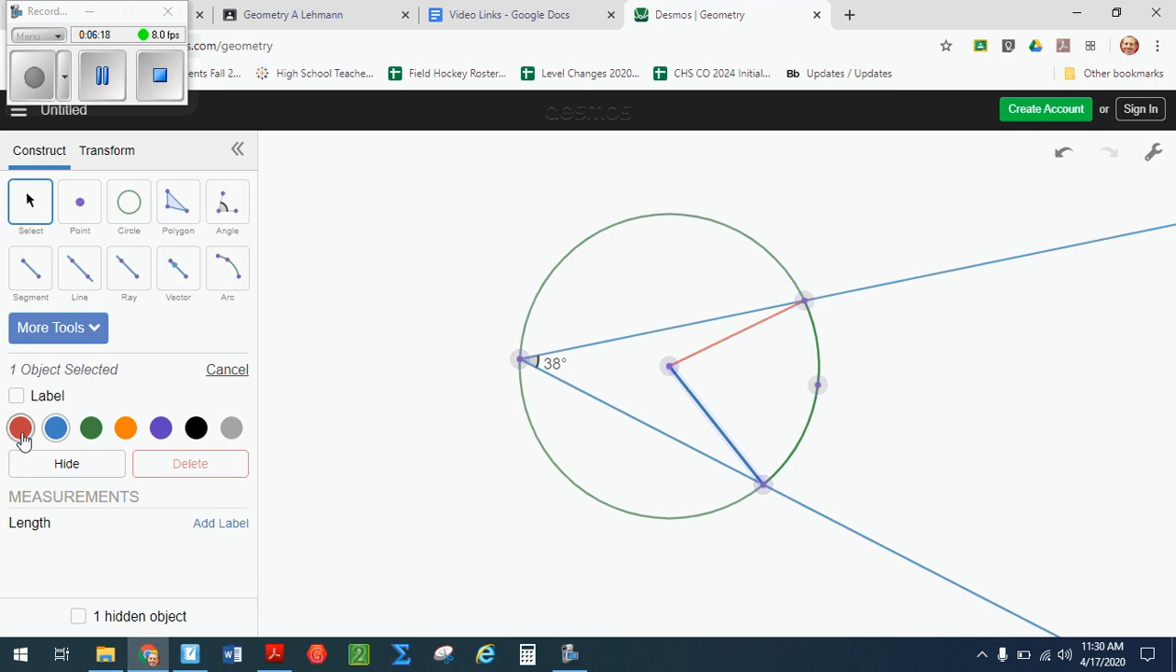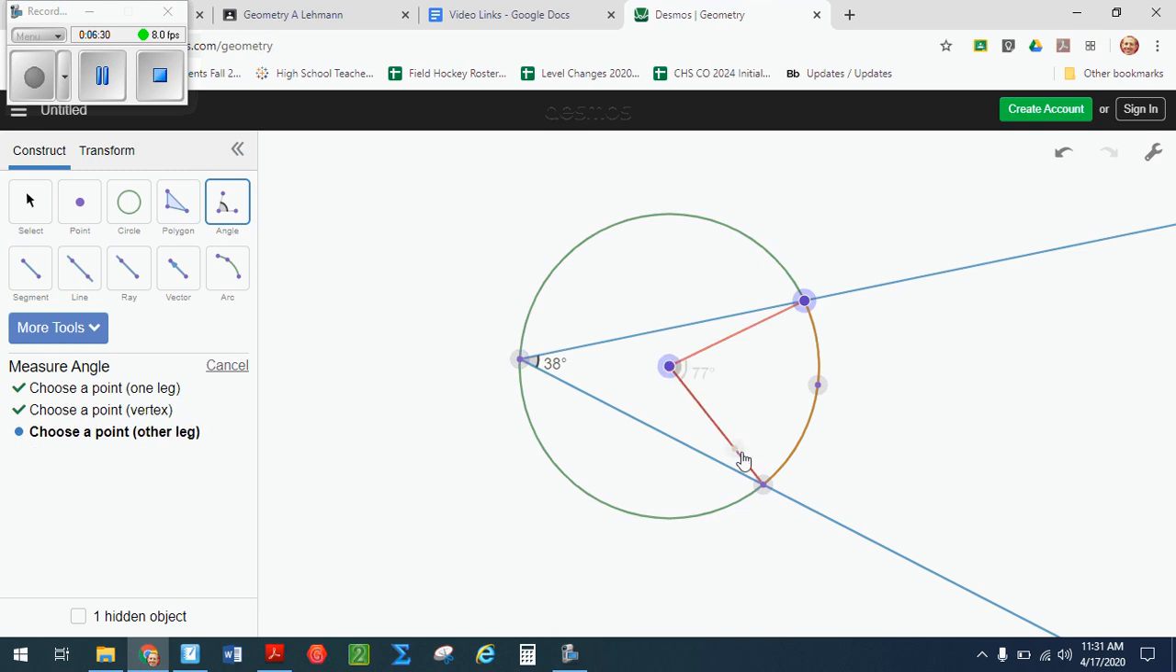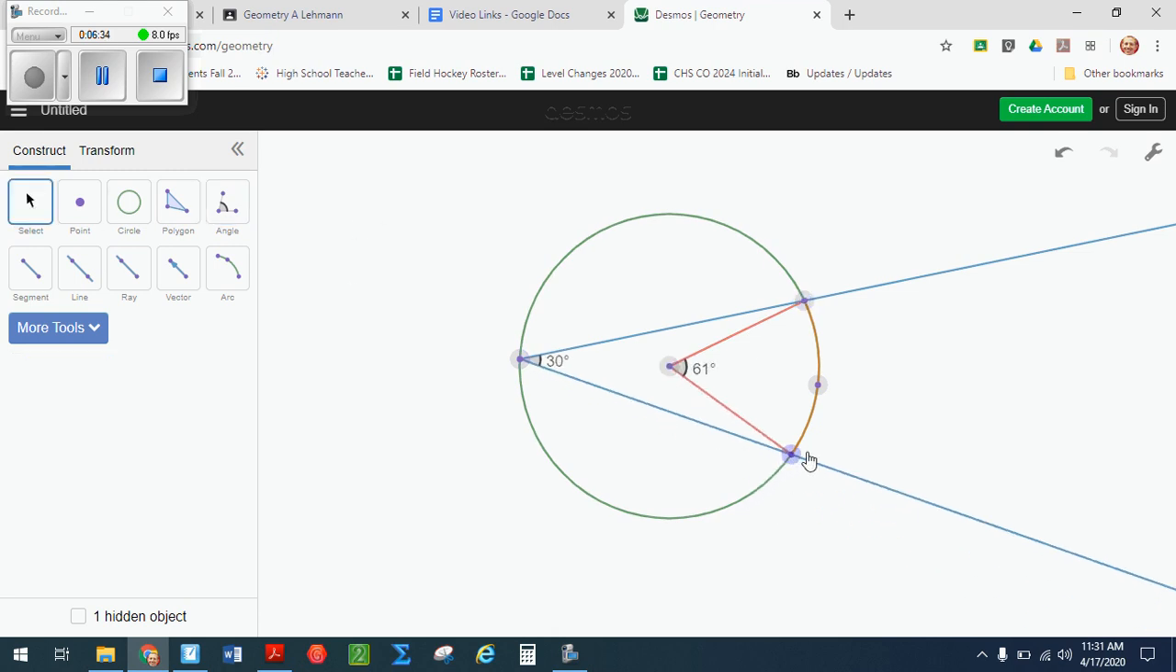Because remember, the measure of the arc in question, see if I can change the color of the arc. There, orange. The measure of the arc is the same as the measure of the central angle. So if I want to measure the central angle, right now it says 77 degrees. And as I change that arc around, it's going to change. So let me find a nice one, let's say 60. So a 60 degree central angle means the measure of the arc is 60 degrees.